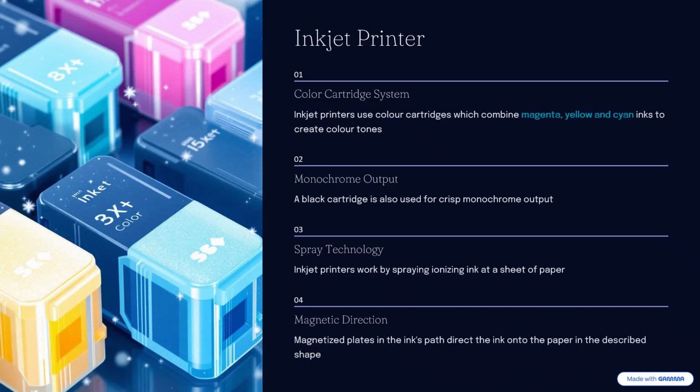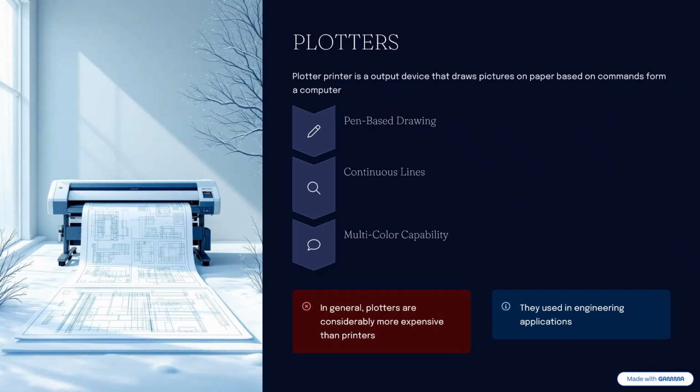Then go to the next slide, which is plotters. The plotter is also an output device that draws pictures on paper based on commands from a computer. The first feature is pen-based drawing. Plotters differ from a printer in that they draw lines using pens.